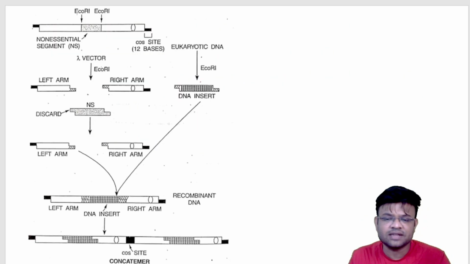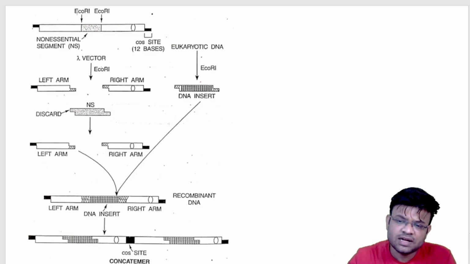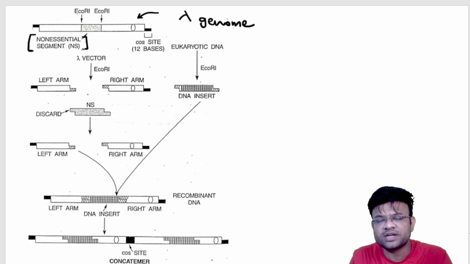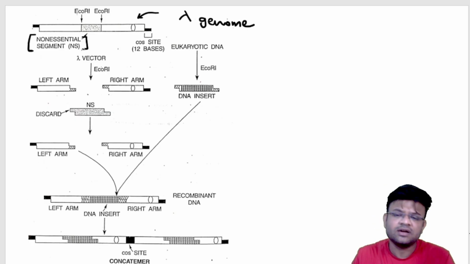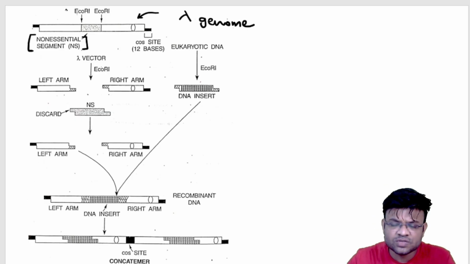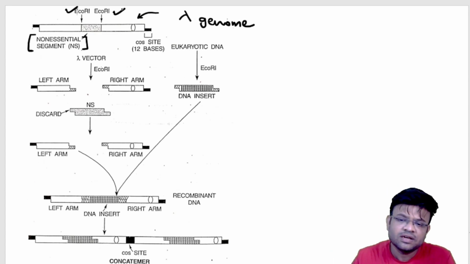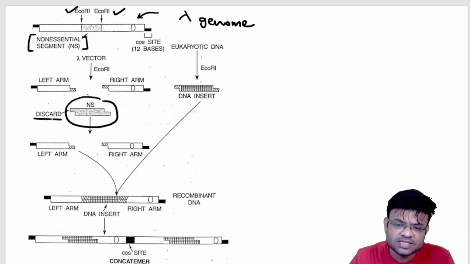Let me show it to you with the help of a diagram. Suppose this is a lambda genome. Now this is the non-essential segment. As I have already told you, we can delete this. And 2 EcoR1 regions are present. So this is one EcoR1, this is another EcoR1. So we can cut it out. When we cut, this non-essential region has been removed and it has to be discarded. Now we are left with the left arm and right arm.